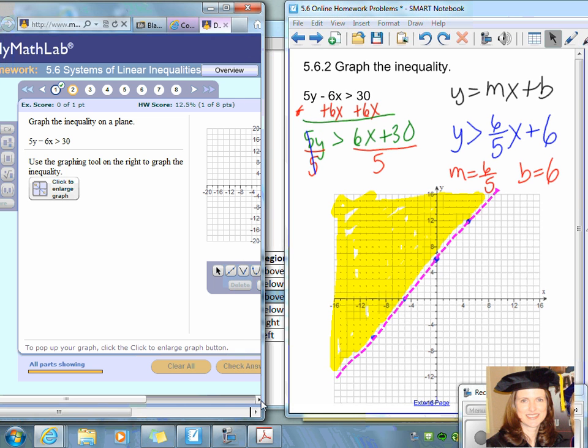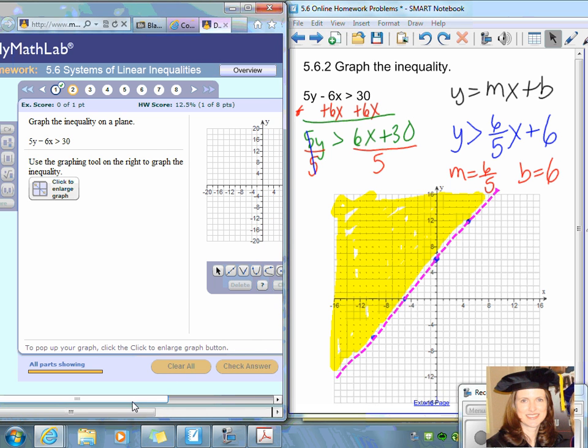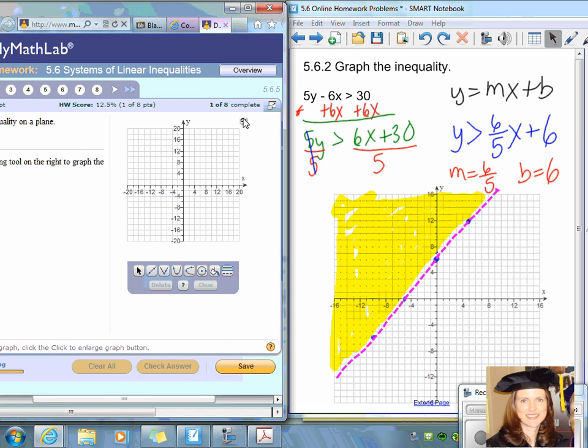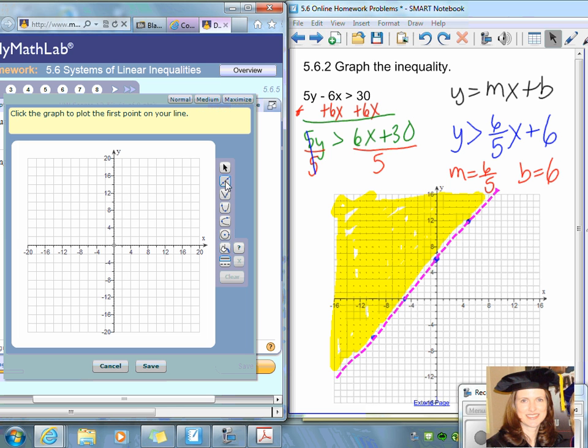Let's graph it on the homework. You pick up the line tool and I'm going to plot the y-intercept is 0, 6, and then the slope of the line is 6 over 5. So I'm going to go up 6 over 1, 2, 3, 4, 5. So that point is 5 comma 12.